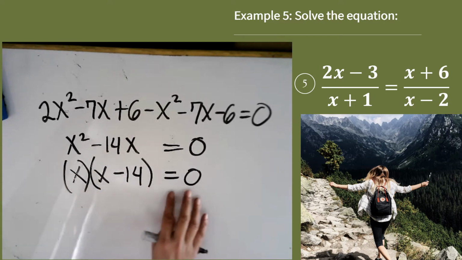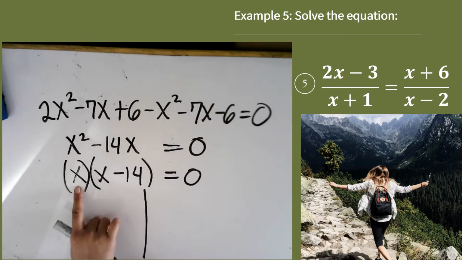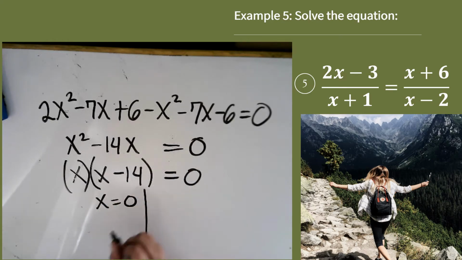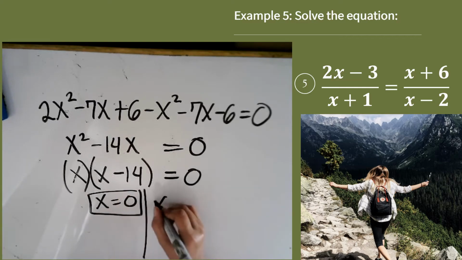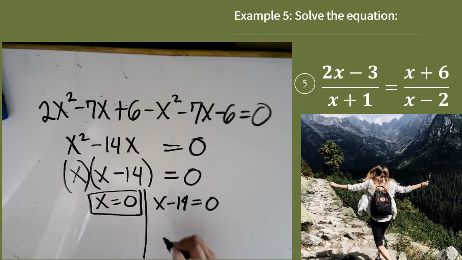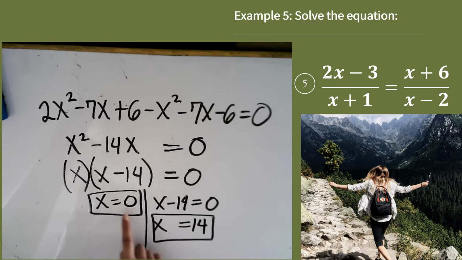We're going to equate both factors to 0. So the first factor is x, equate it to 0. So x is equal to 0. That's 1. And then the other factor is x minus 14. Equate it to 0 and then solve for x. So we're going to transpose negative 14. It will become positive 14. So we now have two answers. The two answers are 0 and 14.